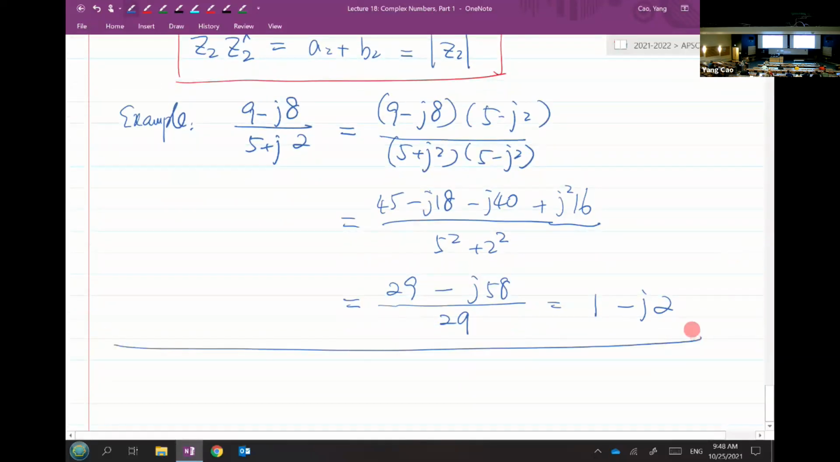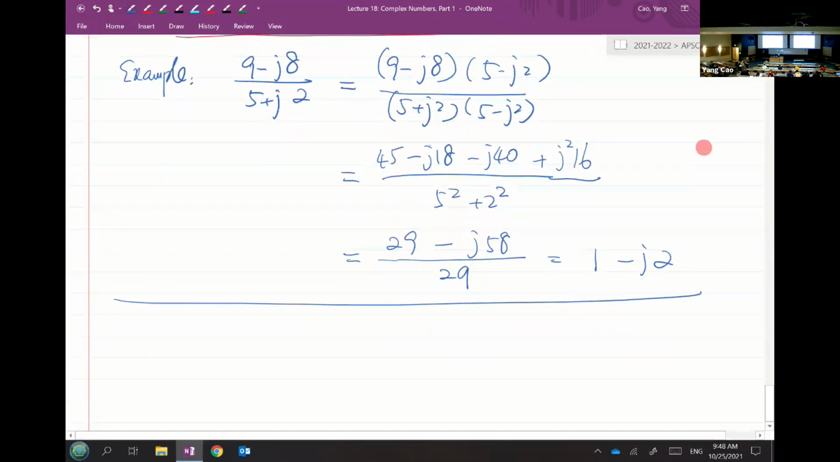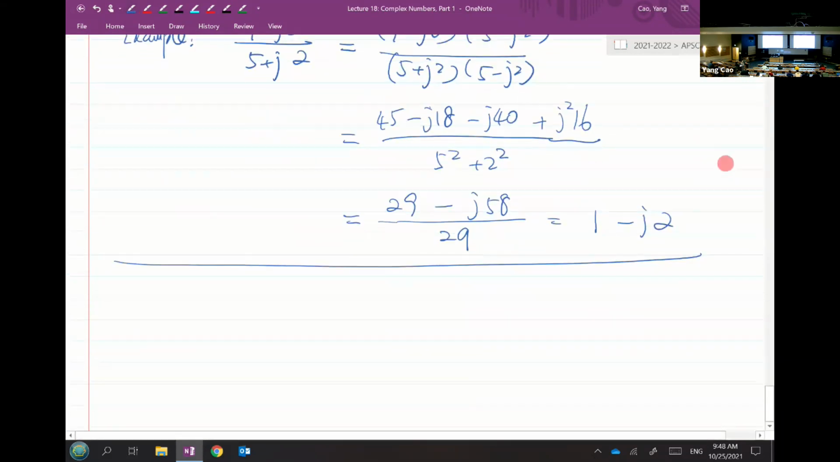A couple of minutes here, let's see if we can finish the next concept. Operation-wise, that's pretty much it: multiplication, division, conjugate. There's not much else to do. There's no integration yet, but in the future, as a matter of fact, there is integration of complex functions, so-called complex calculus. The next concept is the polar form of complex numbers.